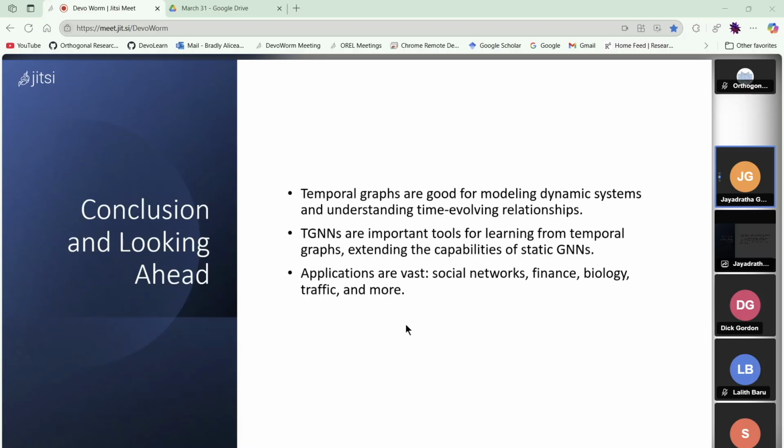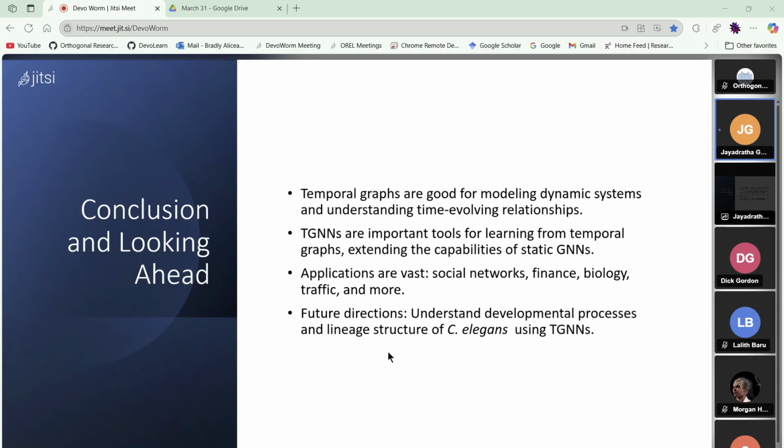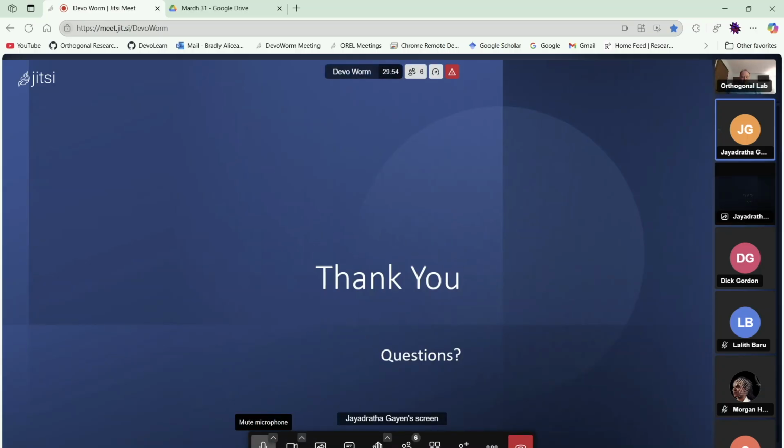In production, CTDG has been used at Amazon, Uber Eats, and Pinterest. They already use temporal graphs, and recently LinkedIn is also using temporal graphs for recommendation. For this work, the future direction will be to use temporal graph neural networks to understand the development process and the lineage structure of C. elegans using temporal graphs. Thank you. If you have any questions, please feel free to ask.